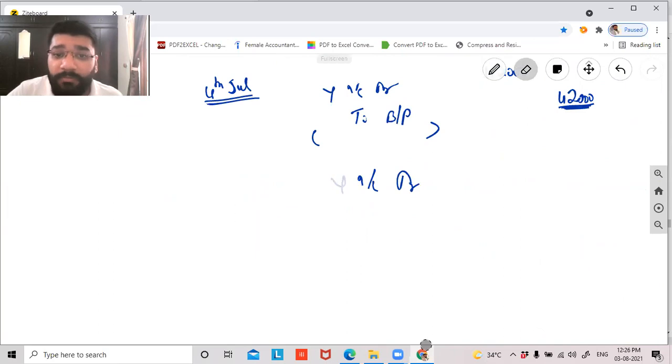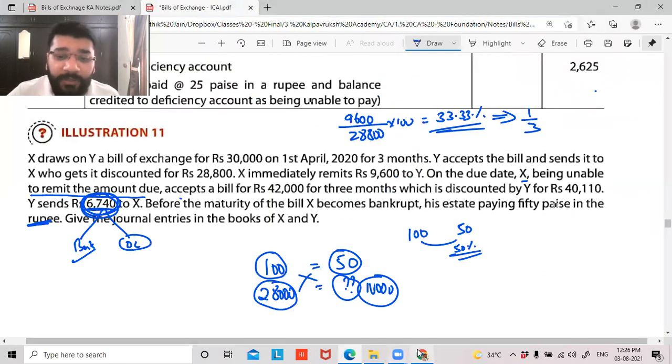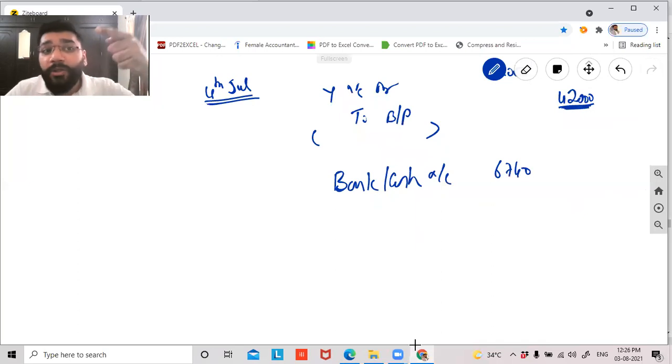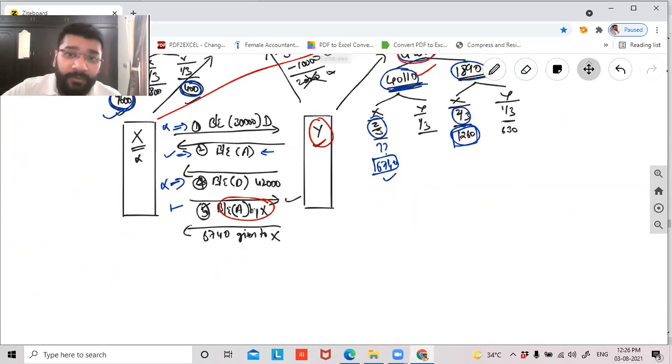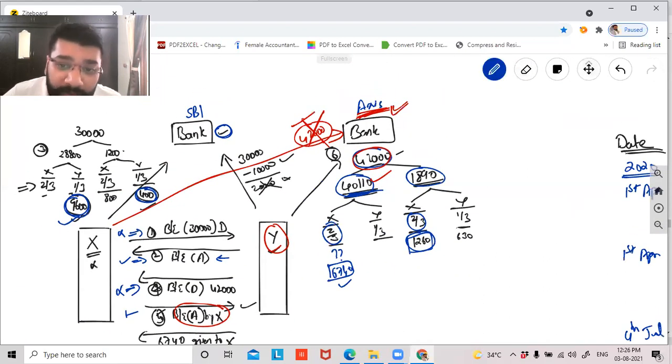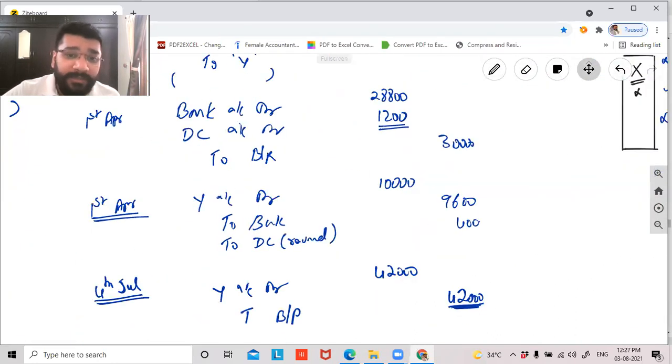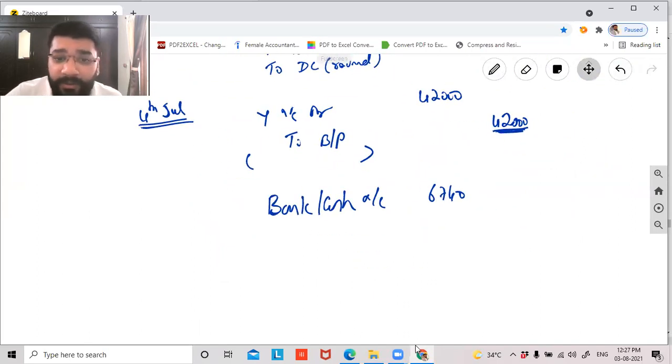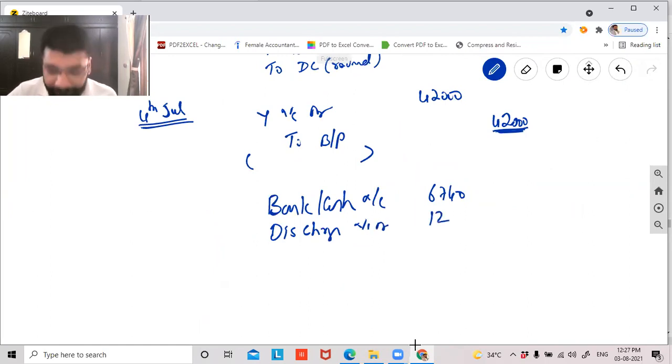Money is coming inside my business, no? So X is receiving money. So cash or bank account debit. How much money is being received? 6740. And we calculated the two-thirds expenses, guys. What is the two-thirds expense we calculated? 1260. Guys, of the 1890 discounting charges going from Y's account, two-thirds is recovered from X. So X is bearing 1260 discounting charges. So bank account debit, discounting charges account debit 1260.